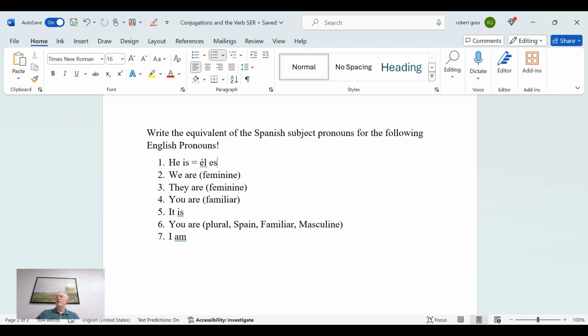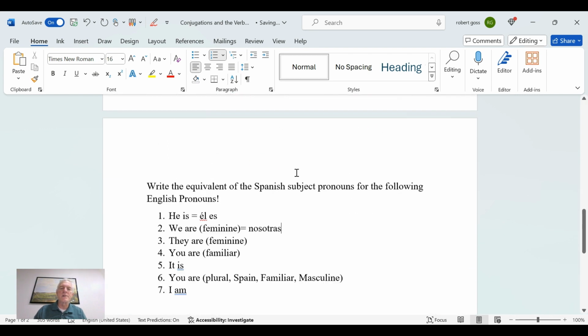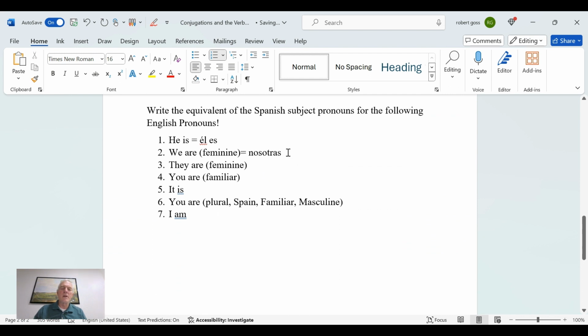He is. Well, if I have "we are," but I'm explaining that it's feminine, that we that are girls are the ones that are saying "are," then I would say nosotras. Again, we could look back up for "we." We are, we feminine is nosotras. And "are" would be somos.